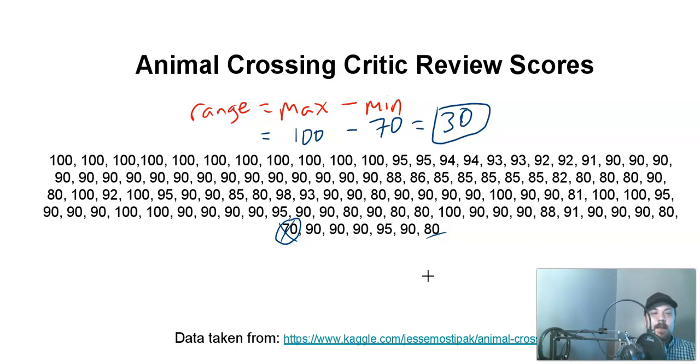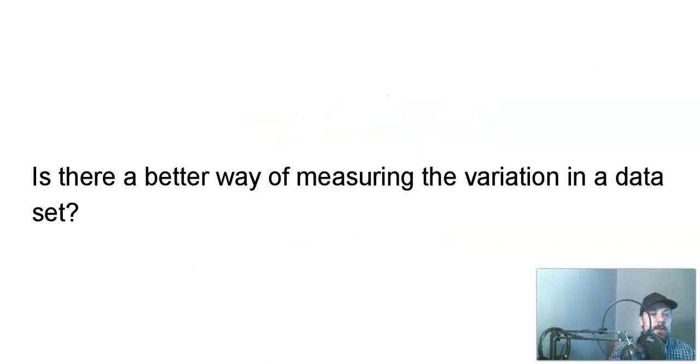And so, like I said, that's kind of why the range isn't really capturing the nuance of this data set and the actual variability within these numbers. Right. So we need something more sophisticated. Is there a better way of measuring the variation in a data set? And the answer is yes. It's more complicated. It's still not perfect, but it's better than just looking at the range.